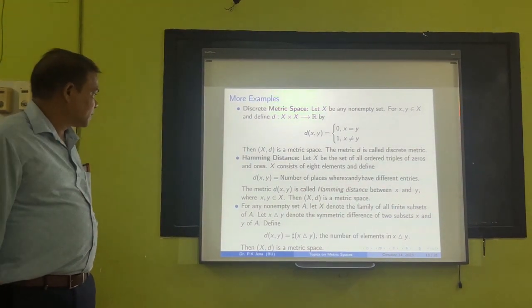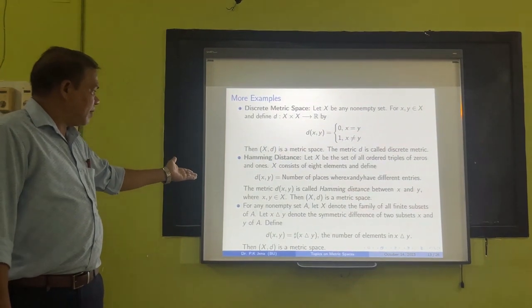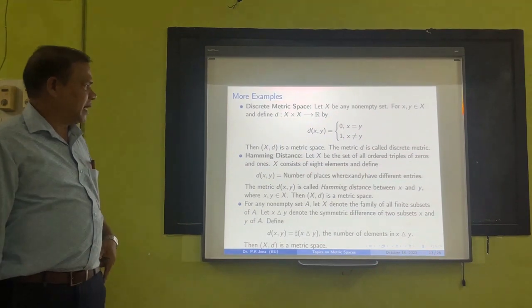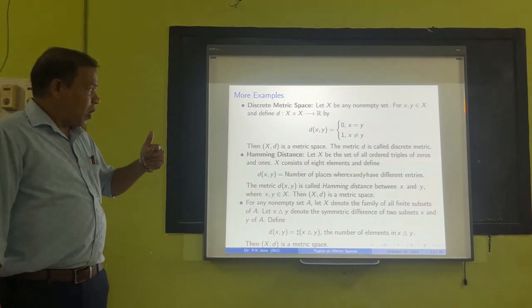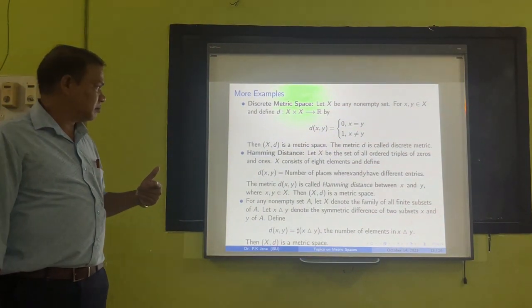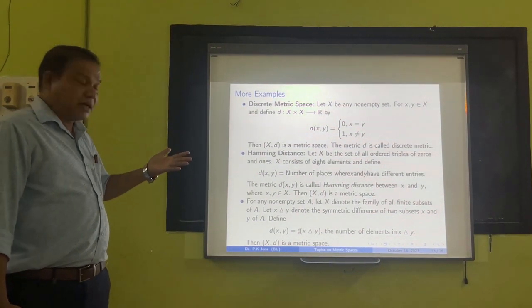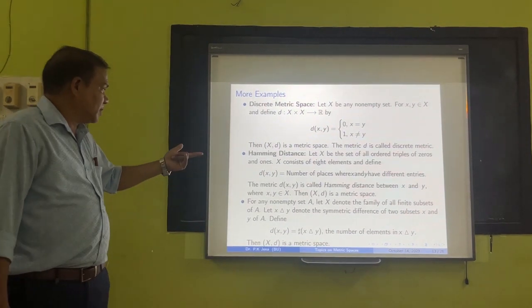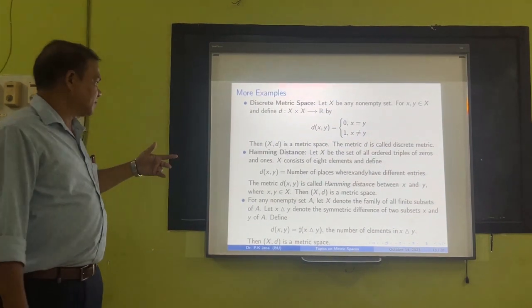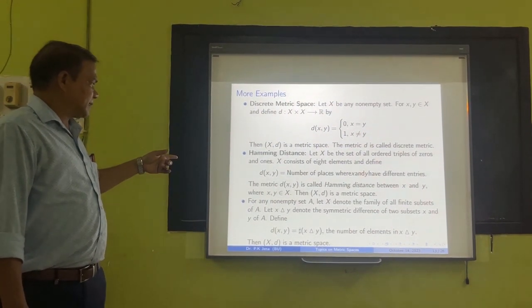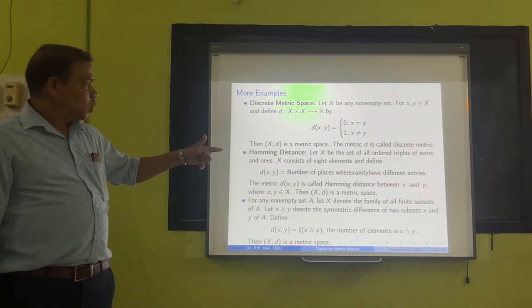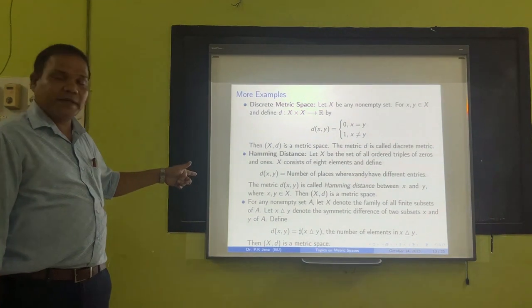Here is another distance we have defined, for any non-empty set A. Let X denote the family of all finite subsets of A. We may not call it a power set, but we are considering that X is the family of all finite subsets of A. Let X delta Y denote the symmetric difference between two subsets X and Y of A.